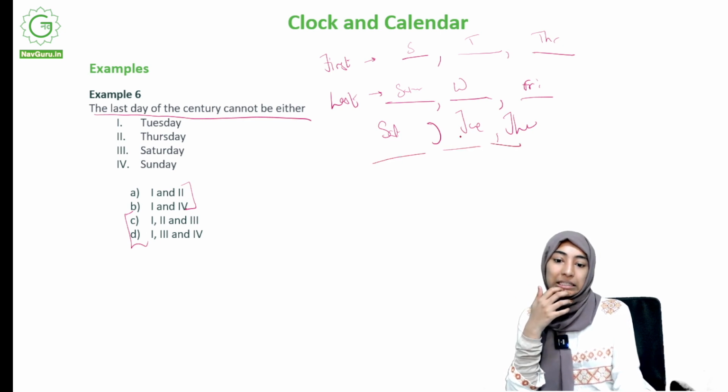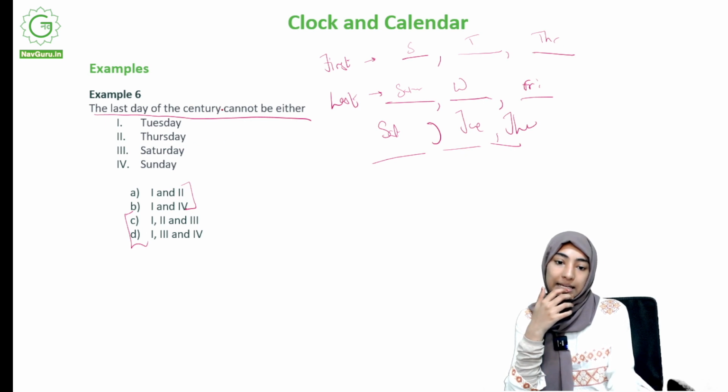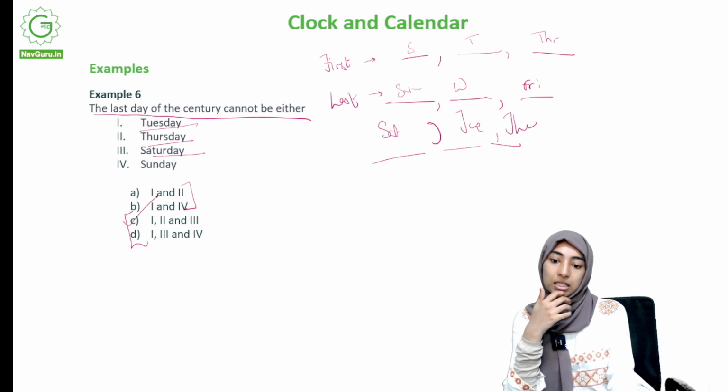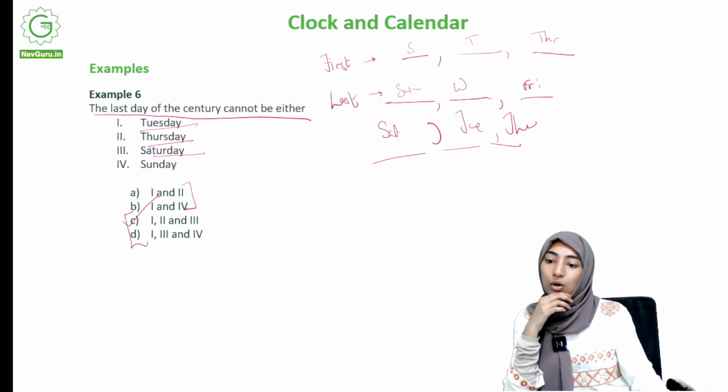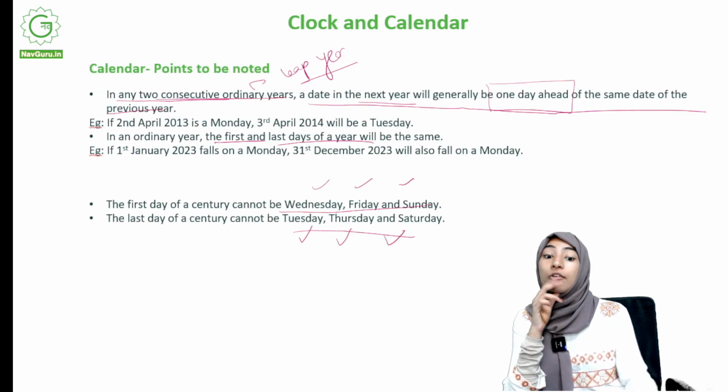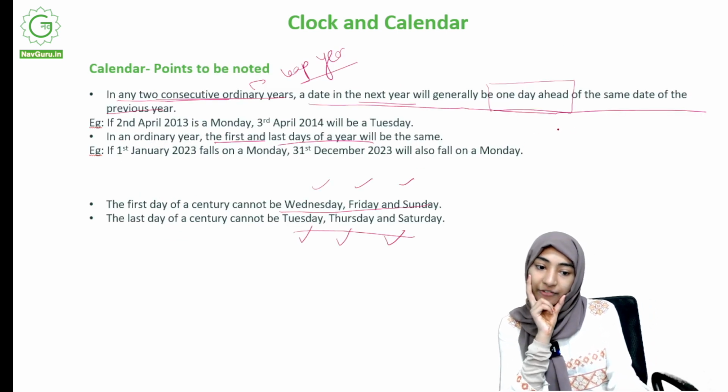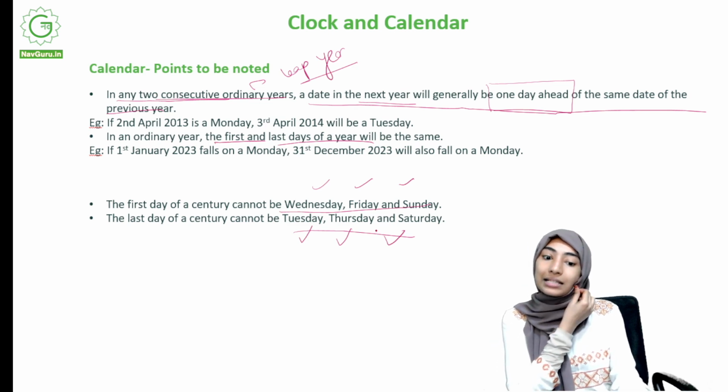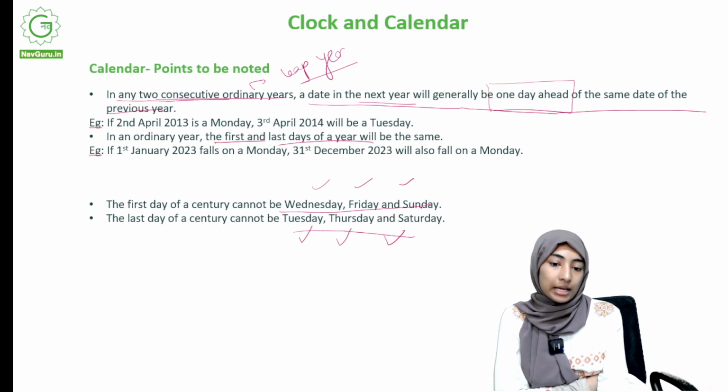So, Saturday, Tuesday, Thursday is the answer, okay? So, the last day cannot be Saturday, Tuesday, Thursday. So, it cannot be 1, 2, and 3. So, C is the answer. Okay, it's not 1, 2, and it's not 1, 4. So, we'll just go back and we'll just try to memorize this. First day cannot be Wednesday, Friday, Sunday. Last day cannot be Tuesday, Thursday, Saturday. Let's just try to find something easy to remember this.